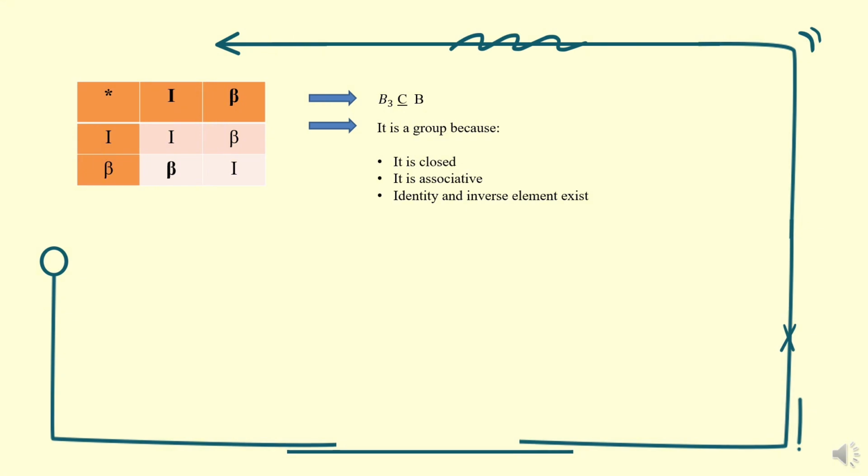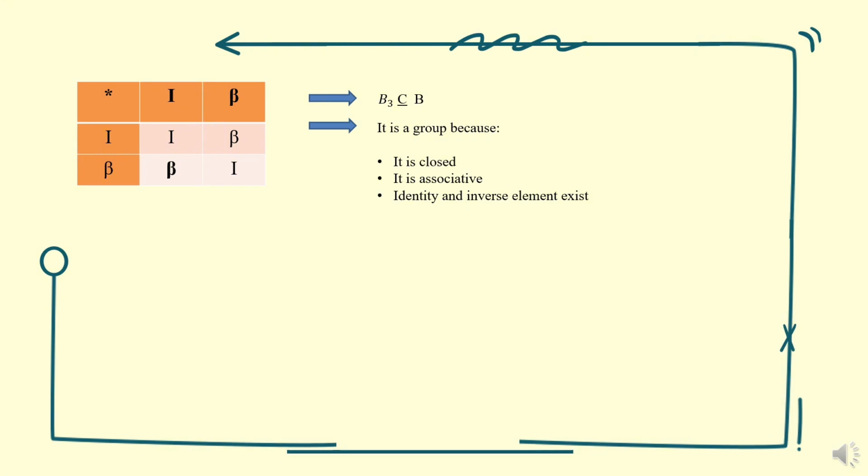Next po is yung it is associative. Yes po, because kahit baliktarin pa po natin yan, trinay ko na po siya ng paulit-ulit. And yes, same pa rin po yung outcome niya. That's why we can say that this table is associative. And lastly, identity and inverse element exists.